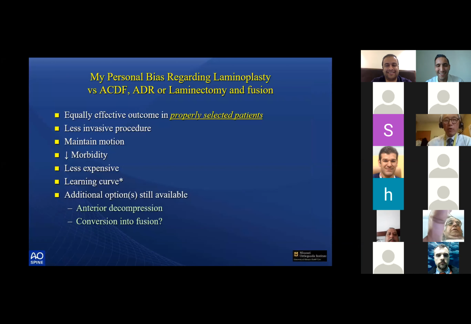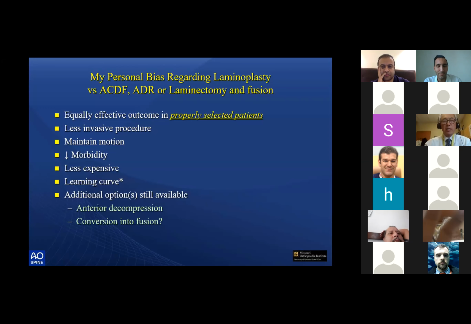All right, so why do I like this laminoplasty? I want to emphasize that in properly selected patients, it's equally effective, depending on what the patient's diagnosis is. To me, it's less invasive. Yes, I know it's not like an ACDF or arthroplasty. You are cutting muscle, and there is more blood loss than in an anterior procedure, but to me, not having to retract for a long time and making the surgery quicker is better in my hands. Just like the arthroplasty patients, which I really like doing as well, we maintain motion, and I think this is important for younger people. Morbidity we talked about, and it is much less expensive.